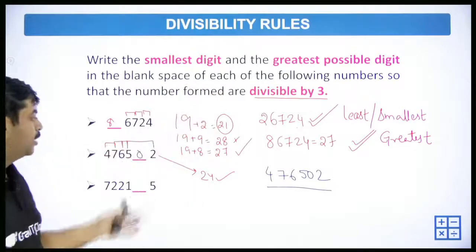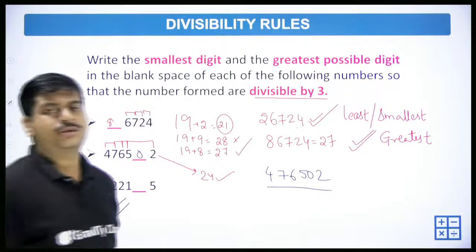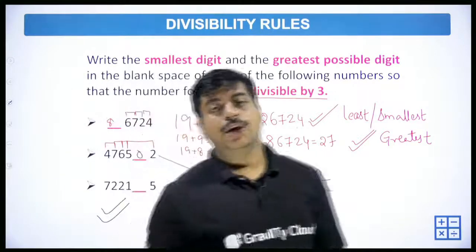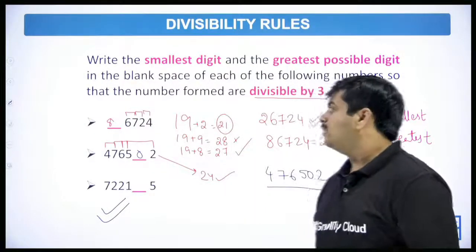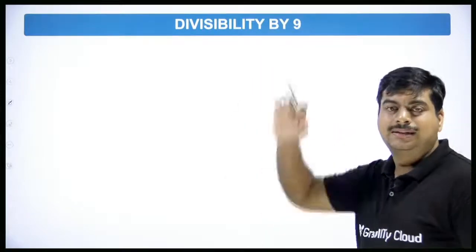In the same way, you can find the greatest, and you also please try to do that. A very, very simple approach. No complications here. Let's move ahead. Let's try to understand divisibility by 9.